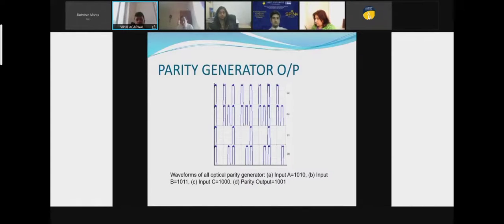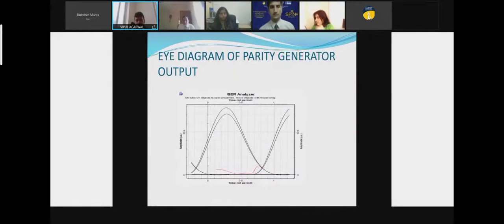As I told you, for the parity generator output, if the input bits are odd, then 1 bit is automatically added. You can clearly see 1, 2, 3. These are an odd number of bits, so the parity generator has added 1 bit. This is already even, 1 and 2, so nothing is added here. This is the eye diagram, which is a very open eye diagram.